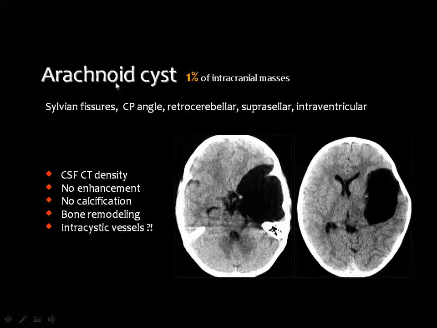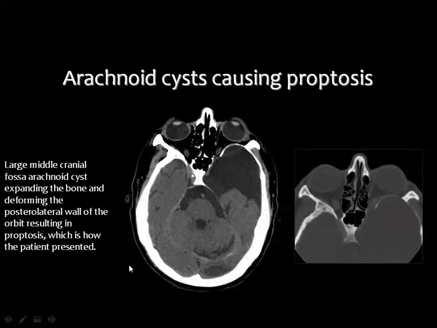Being an arachnoid cyst containing CSF, it should show CSF density on CT images and CSF signal on MRI images. It will not show any enhancement in both CT and MRI. No calcium occurs in this particular type of cyst, and being a benign, long-standing lesion, it may cause some bone remodeling, especially in the region of the greater wing of the sphenoid. Then intracystic vessels, I will mention in a moment.